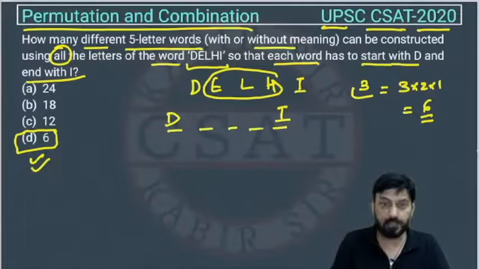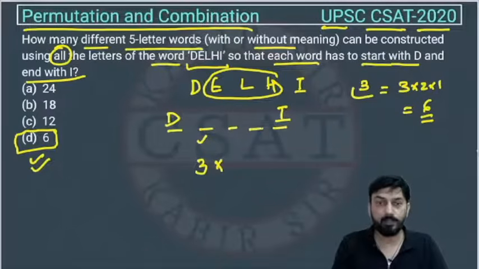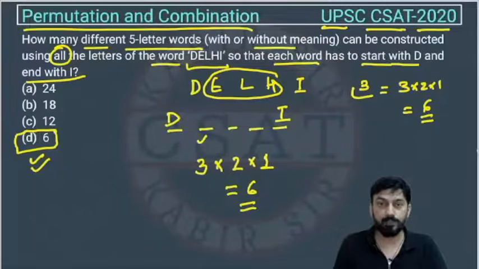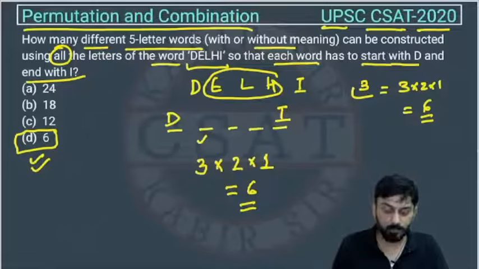Like out of these 3 letters, any letter can come here, right? So this will be 3. Now how many letters are remaining after using one letter? 2 letters. So out of these 2 letters, any letter can come here. Now we are having only one letter. So that one letter will come here. So this will also be 6. So anyway you solve it, the answer will be the same. Okay, so the answer is option D.